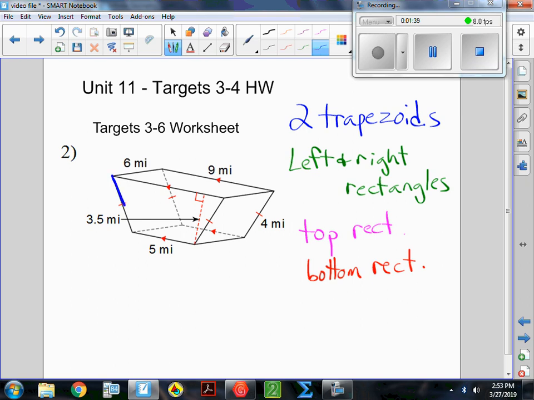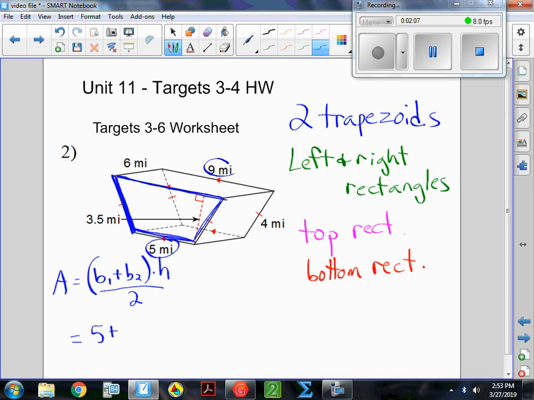So we have a trapezoid in front. That's how I see it. And then we have another trapezoid behind it in the back. And so I have enough information for trapezoid. For a trapezoid, I need to do area equals base 1 plus base 2 times the height, and then divide by 2. So that's going to be equal to 5 plus 9, because that 9 is the same as this.